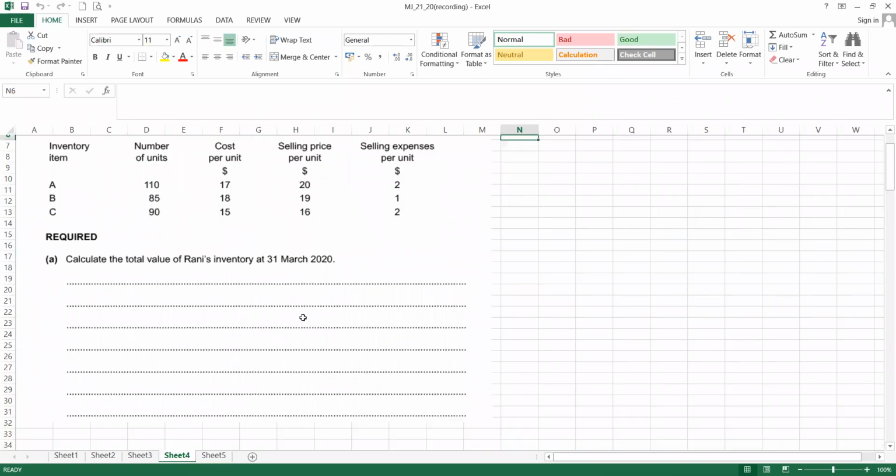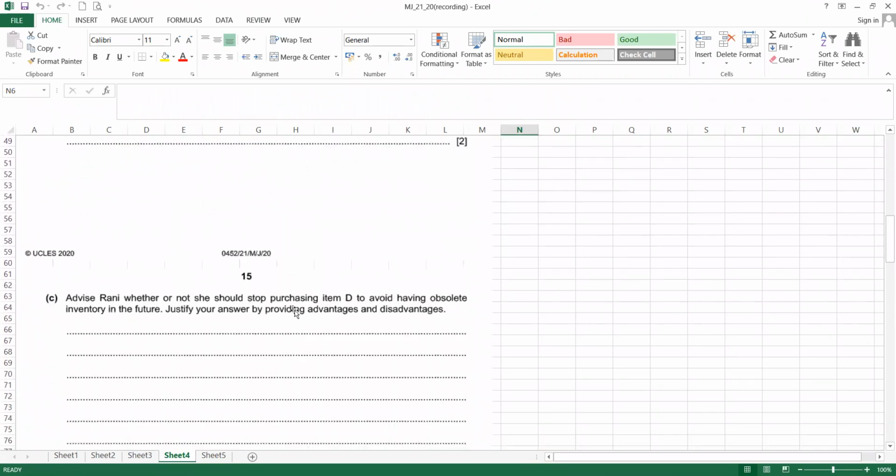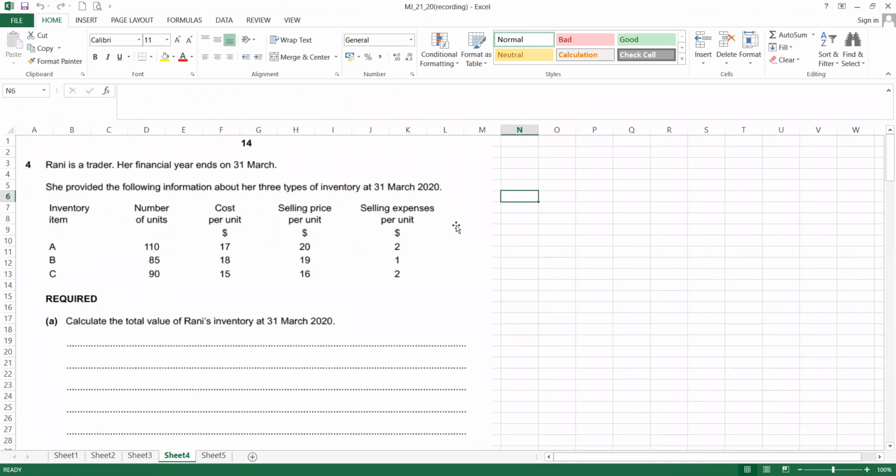Hi, this is the question paper for 2020, paper 21, May-June sitting. Okay, question number 4. Rani is a trader. Her financial year ends on 31st March.